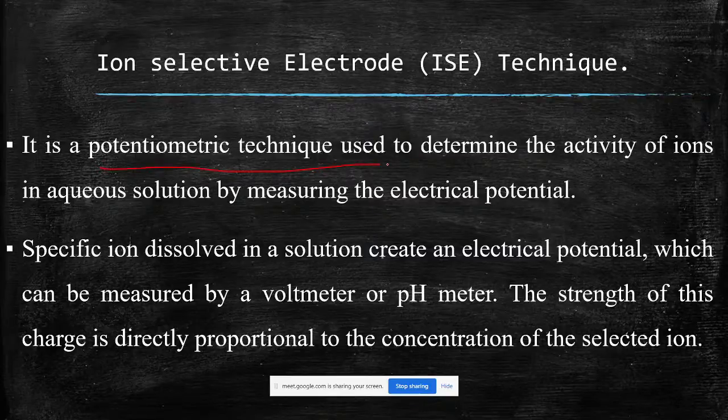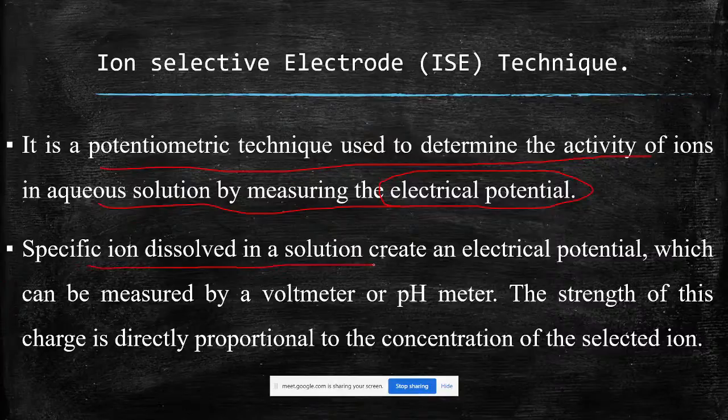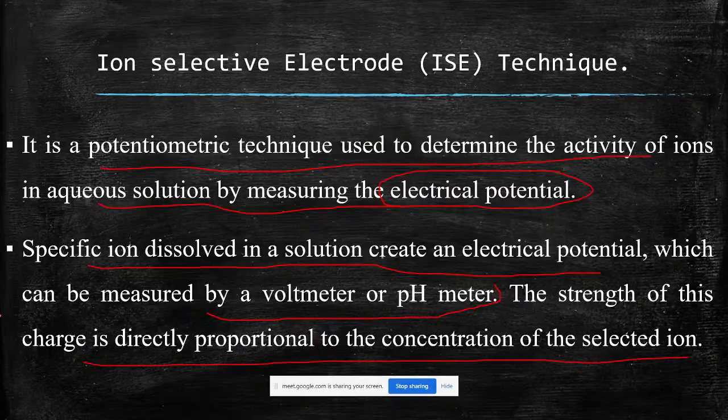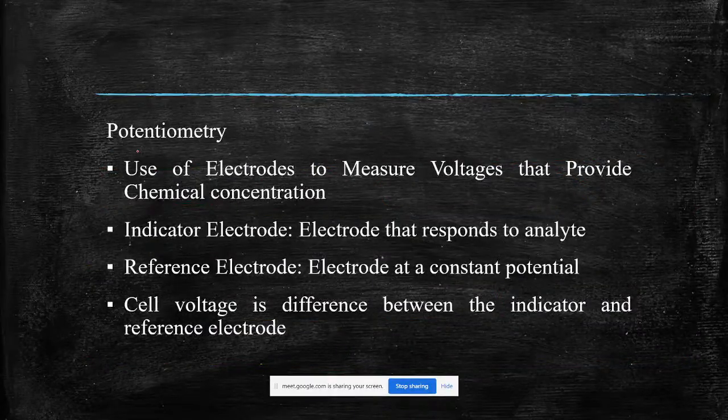It is used to determine the activity of ions in aqueous solution by measuring the electrical potential. A specific ion is dissolved in a solution to create an electrical potential. This is measured by a voltmeter or pH meter. The strength of this charge is directly proportional to the concentration of the selected ion. The strength of this charge, or potentiometric capacity, is directly proportional to the concentration of the selected ion.